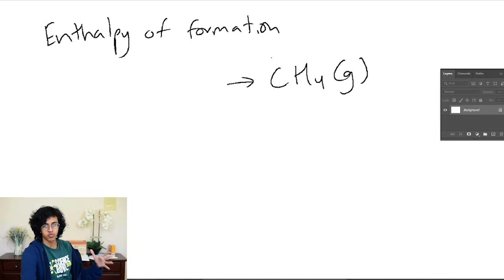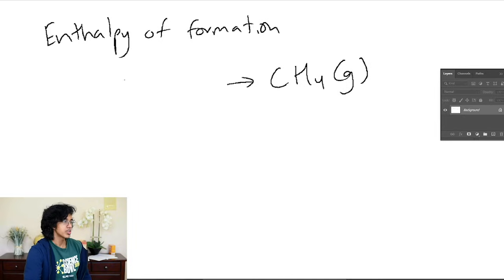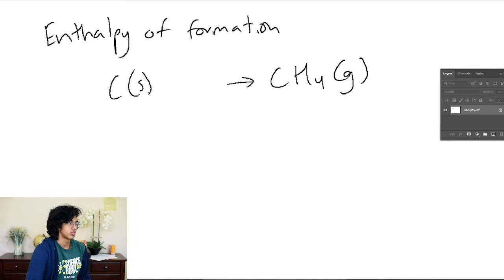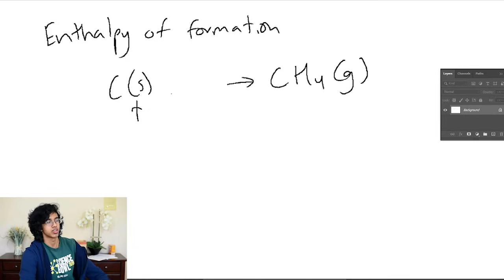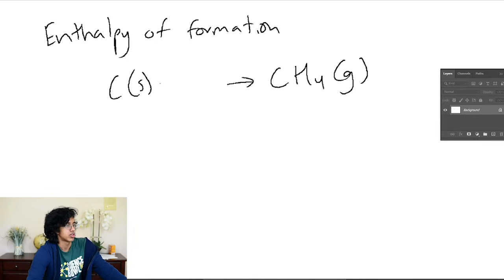So it has to be formed from carbon and hydrogen, right? Carbon in its normal form is solid. Remember that the equation for enthalpy of formation has to be in the element's normal form, so it has to be carbon solid. If this were carbon gas, it would not make any sense, and it wouldn't be the enthalpy of formation. And then hydrogen is usually an H2 gas. So we balance this, put a 2 there, we're good.